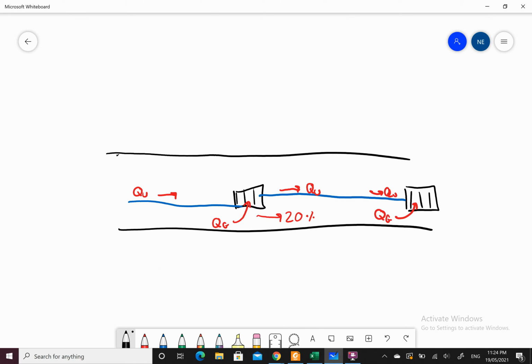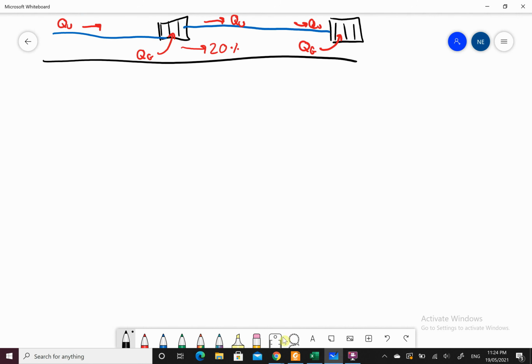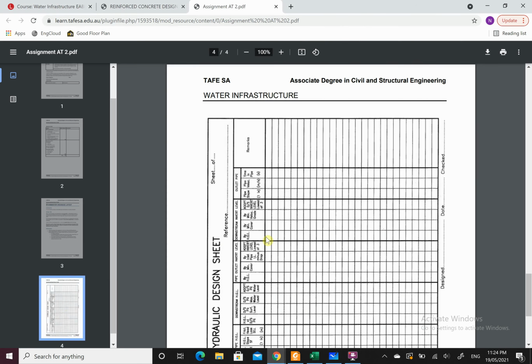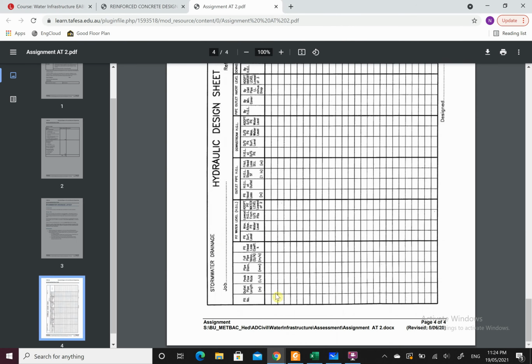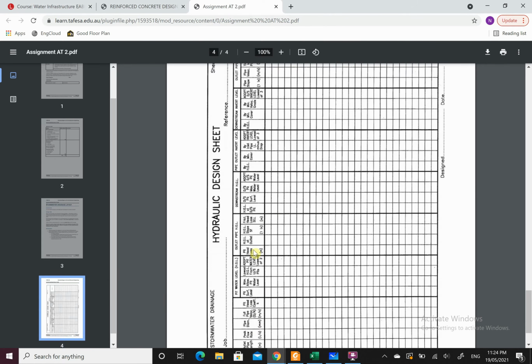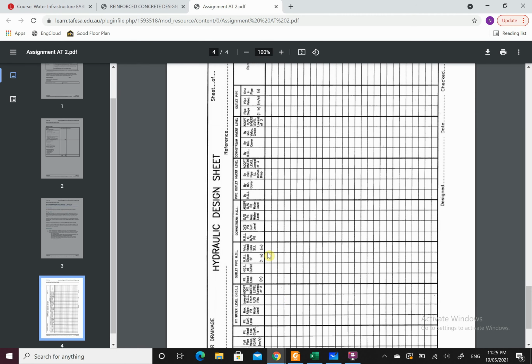Once you've calculated your flow running through these, what you'll then need to do is come back and work out your hydraulic grade line as well, and do a sketch, as well as work out your hydraulic design sheet. So this one here. So you'll need to run through and work these out as well. What you'll find is when you run through the calcs, this will naturally fill itself out anyway. If you're unsure of the calcs, fill this out. Just sit here, go through these one by one, and the calculations will come together.